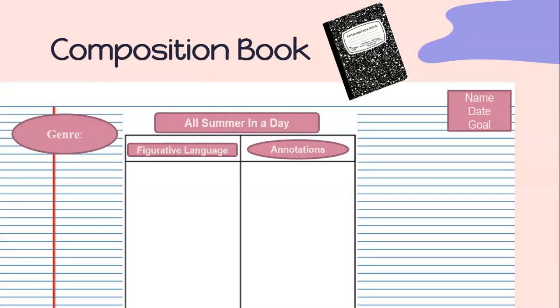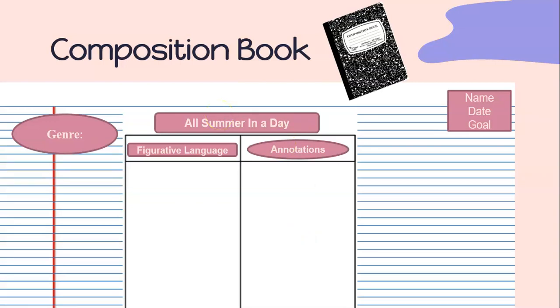But before I do that, I want you to put a line in your paper. And I want you to create another T-chart. This time, we are going to label it like this. All Summer in a Day. I want you to put on the left-hand side, figurative language. Because remember, our objective for today is to look for any type of figurative language. And on the right-hand side, we're going to do any annotations that we deem necessary.